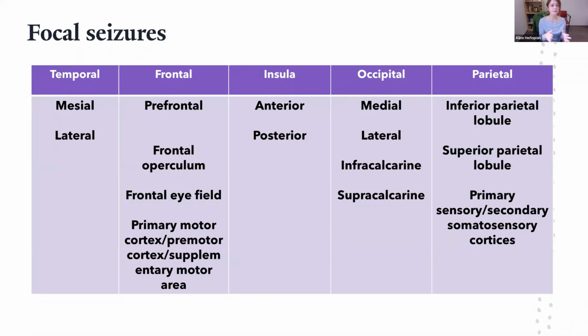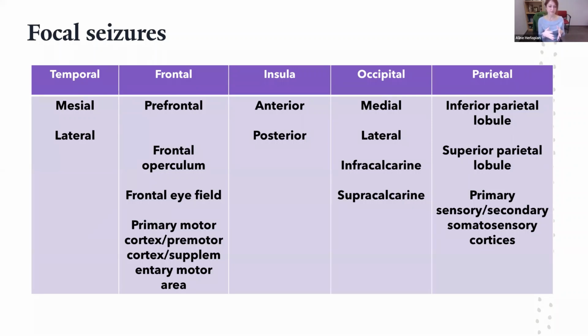So dividing the lobes, we have temporal, frontal, insular, occipital, parietal. The temporal is divided into mesial and lateral because the semiology manifestation differs when seizures arise from specific areas. We're going to address that in a bit. Frontal, we have the prefrontal part of the brain. We have the frontal operculum, as we saw in this prior patient where the language was involved in the dominant hemisphere.